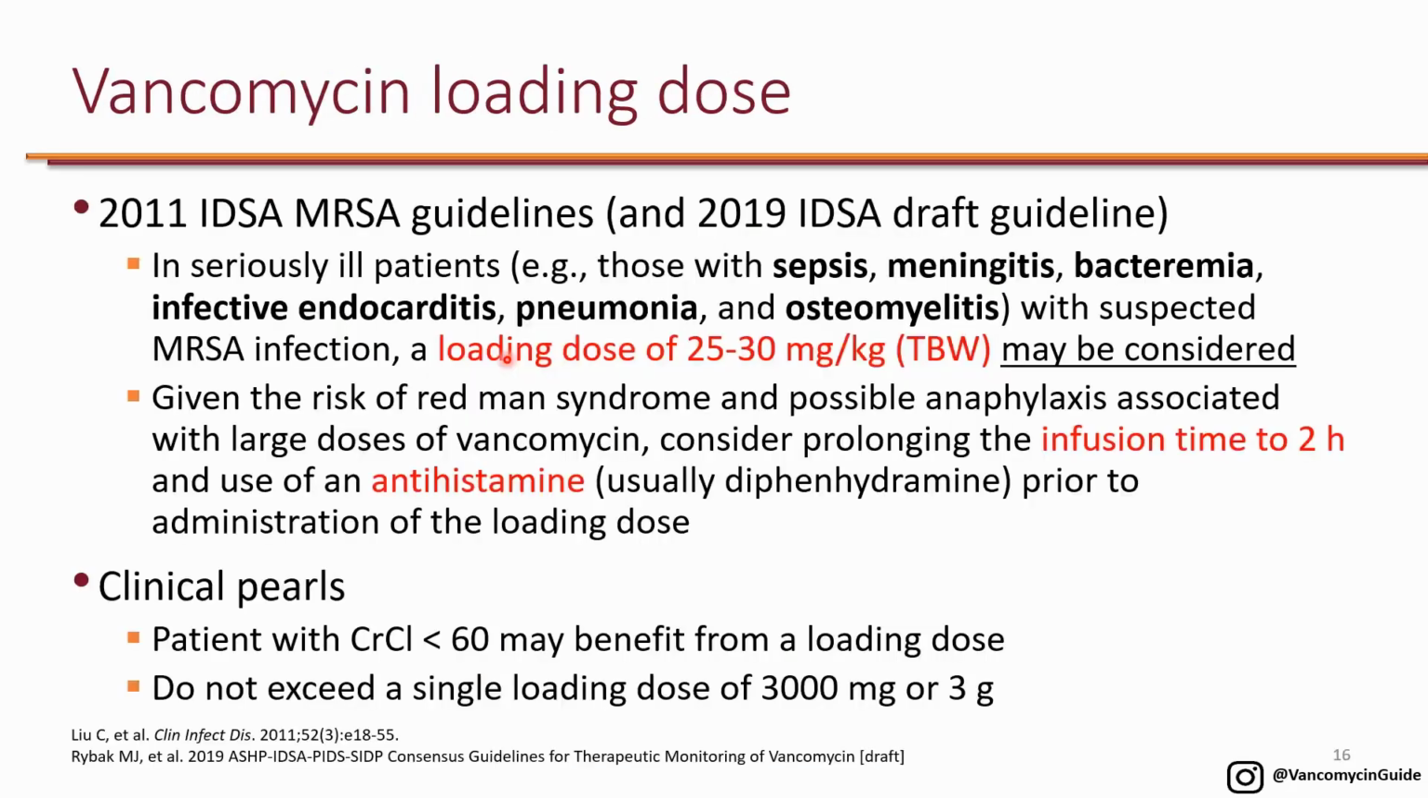So here's what the guidelines recommend for a loading dose. It's only recommended in seriously ill patients: patients with sepsis, meningitis, bacteremia, infective endocarditis, pneumonia, and osteomyelitis. And of course, only if these infections are suspected to be due to MRSA. If other organisms are causing this, these recommendations do not apply. But if MRSA is suspected in these infections, then a loading dose of 25 to 30 milligram per kilogram is recommended based on the total body weight dose.